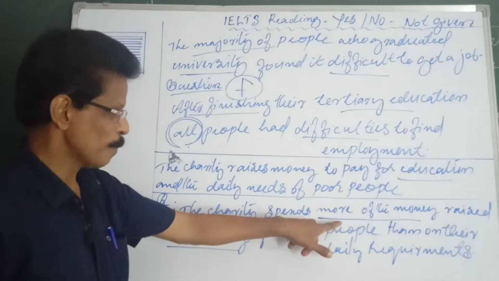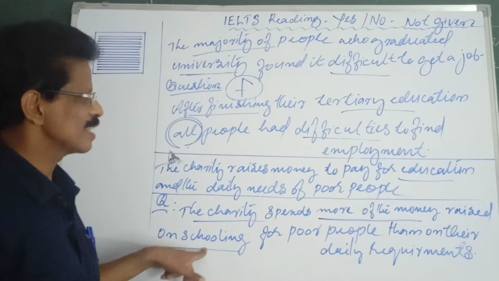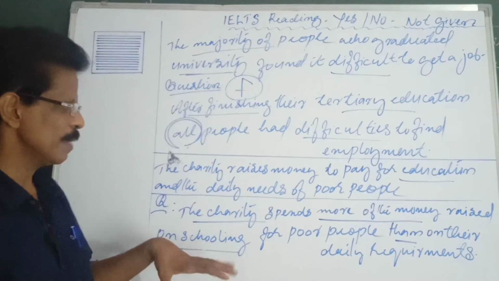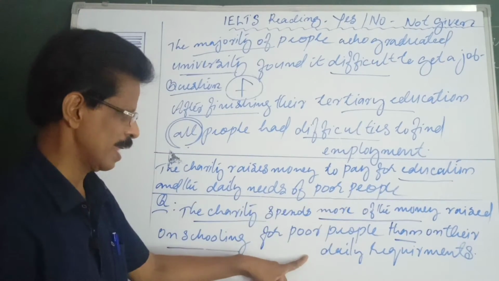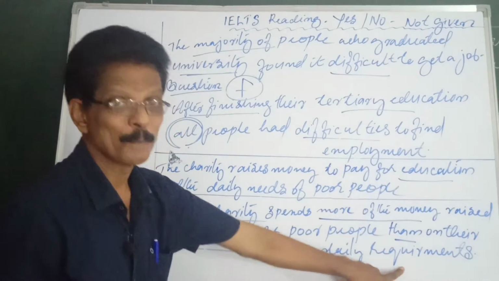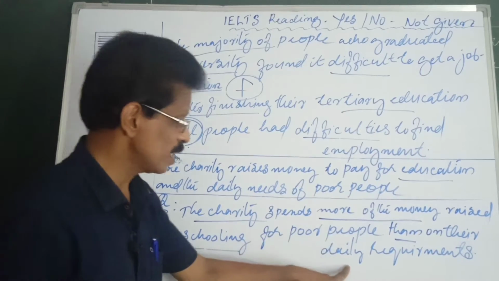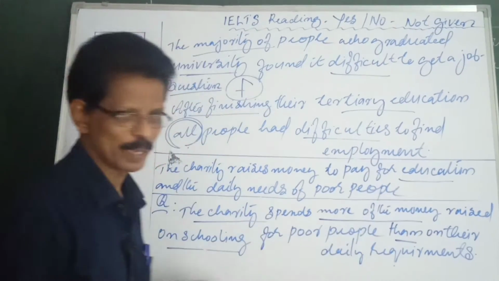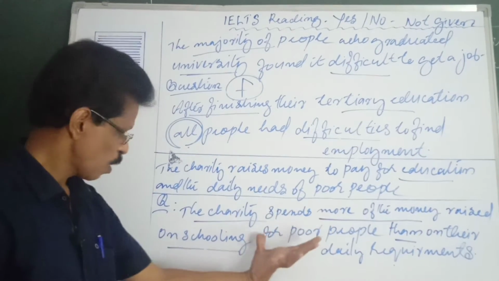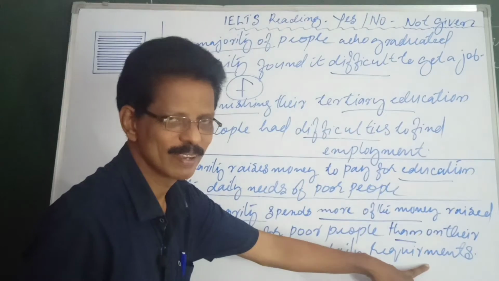More money is spent on schooling than on daily requirements. See, more than. Charity spends more money here on schooling than money spent on daily or day-to-day requirements. So charity spends more money on schooling than on daily requirements.